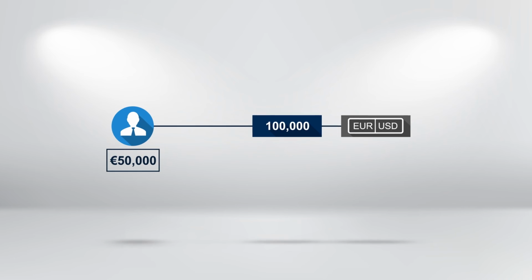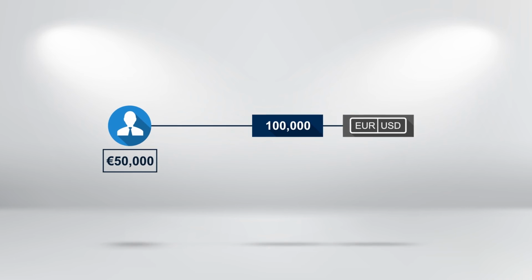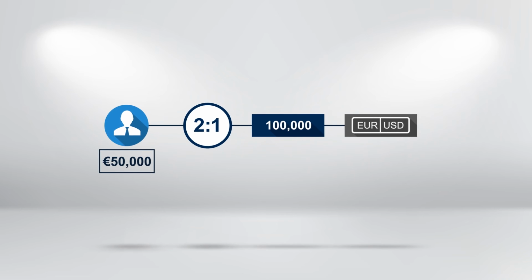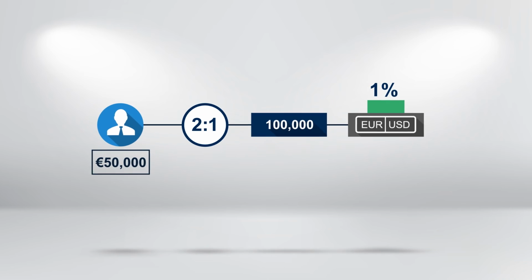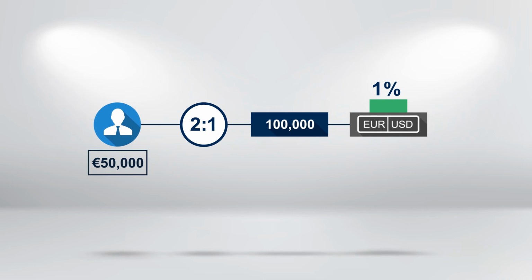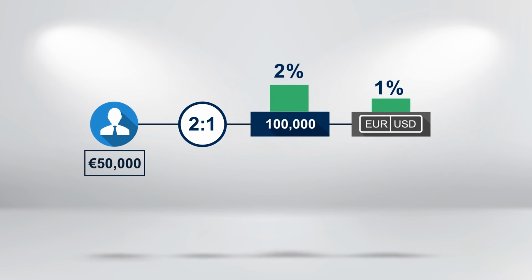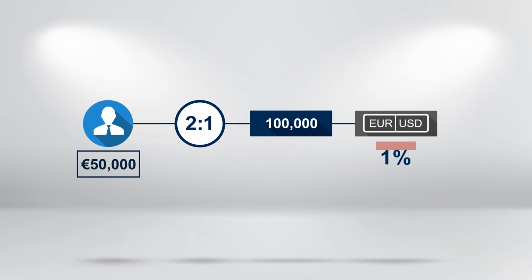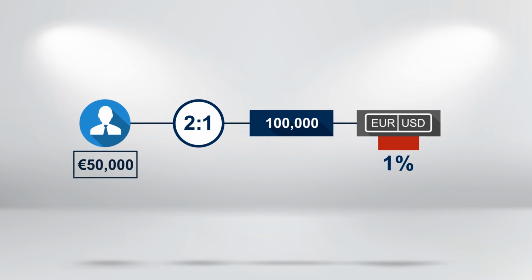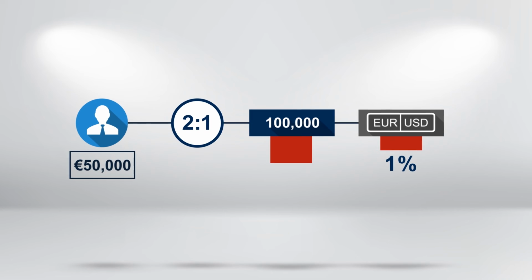Trader A has 50,000 euros for a trade and buys 100,000 euro dollar. In so doing, he has leveraged his trade 2-to-1. This means that every time euro dollar appreciates 1%, the net value of his trade will increase by 2%. Conversely, if euro dollar depreciated by 1%, his trade would lose 2% of its value.